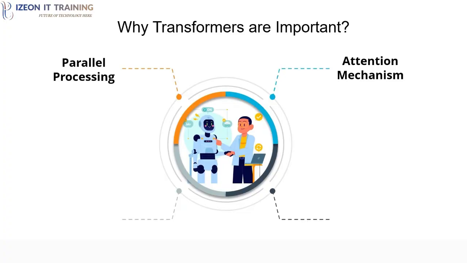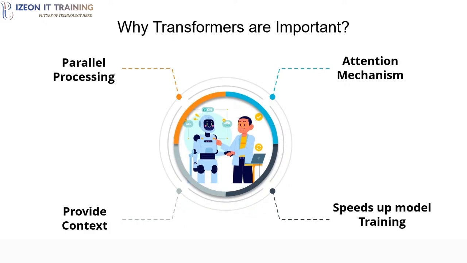Furthermore, transformers excel at providing context, ensuring that the meaning of each word or token is accurately interpreted within its surroundings. Lastly, these models dramatically speed up the training process, making them faster and more efficient compared to traditional neural networks, thus redefining AI's capabilities across diverse applications.